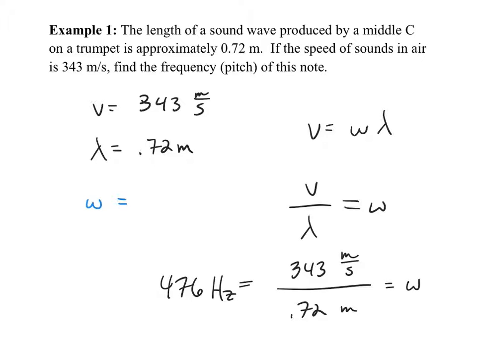So 476 hertz. Again, if I take a look at my dimensions, meters and meters cancel. When I cancel something, I'm always left with a 1. So there's really a 1 up here, which leaves my units as 1/seconds. And as Rain mentioned a minute ago, 1/seconds is really hertz. So this is the frequency of middle C on a trumpet.